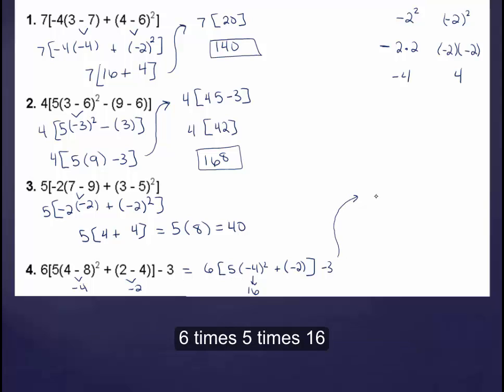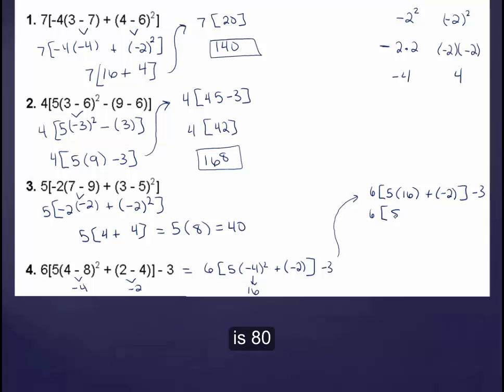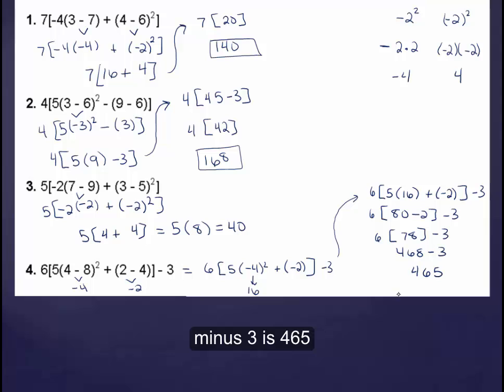Come up this way so I have room, sorry. 6 times 5 times 16 minus 2 minus 3. 5 times 16 is 80 minus 2. 80 minus 2 is 78. 6 times 78 is 468. Minus 3 is 465.